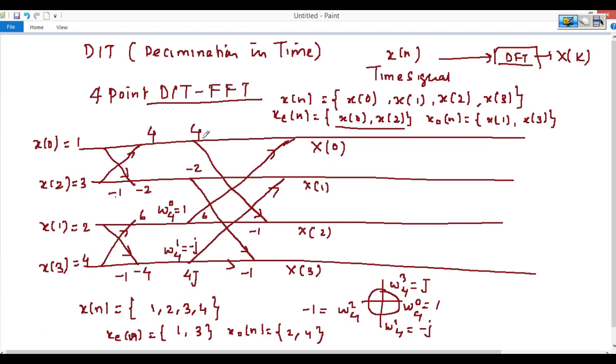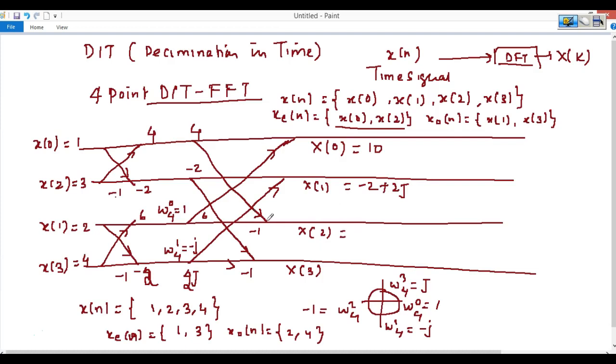We'll come to here, we'll find 4 plus 6, this is equal to 10. Here -2 plus 4j... sorry, this is 2 minus 4, which is -2. So here -2, and this is -4 into -1... this is 2j, because 2 into -4 is -2, -2 into -j becomes +2j. So here -2 plus 2j.